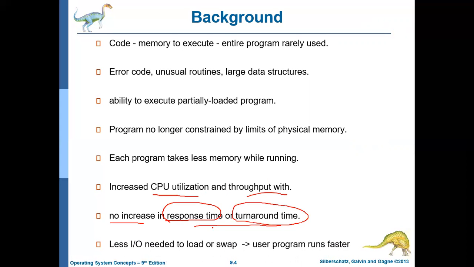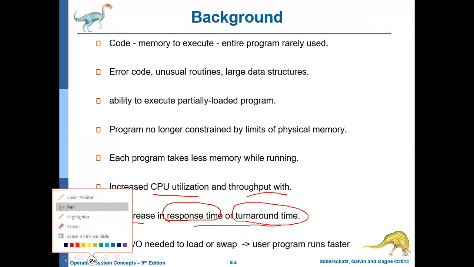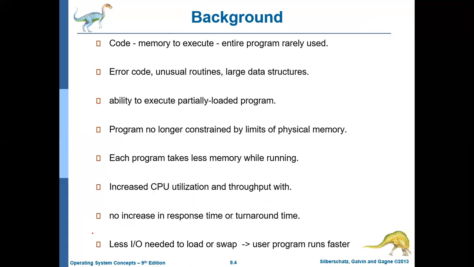And there is less swapping. If you bring the entire process, then whenever you want to swap, you have to swap the entire process. That will take a long time and will introduce heavy load on the CPU. Whereas now we are going to swap only a few pages, 1 or 2 pages, not the entire process. So the swap time will be very less. So these are the advantages of using virtual memory.